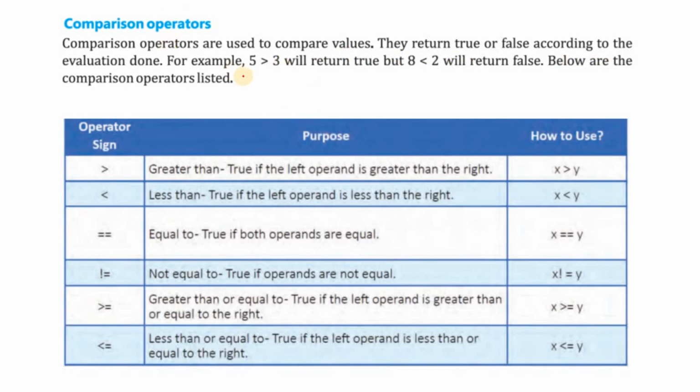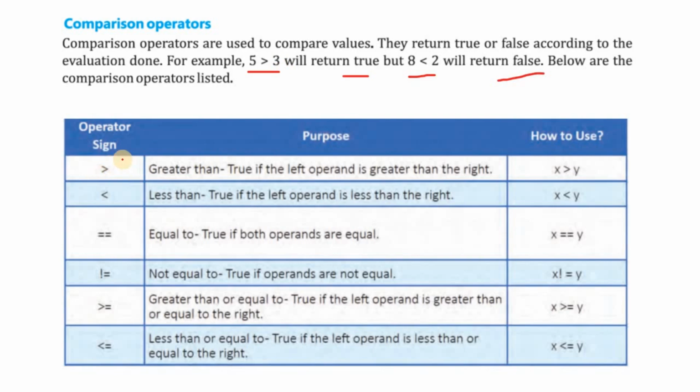For example, over here 5 is greater than 3. What do you think? This is true. And 8 is less than 2. This is false. So if you just enter 5 is greater than 3, basically you are asking whether this is true or not. And the output will be again either true or false, something like that.